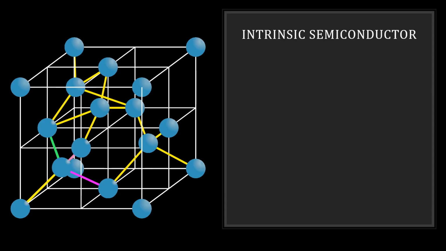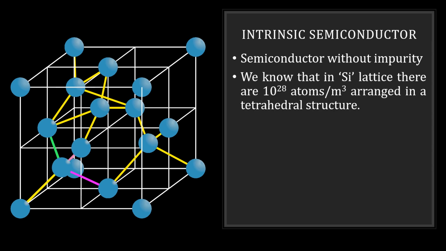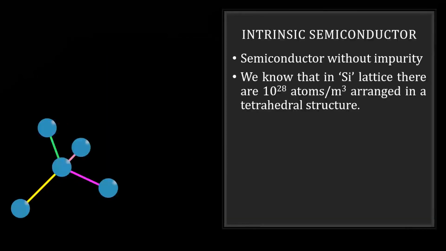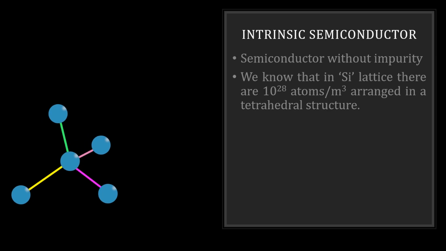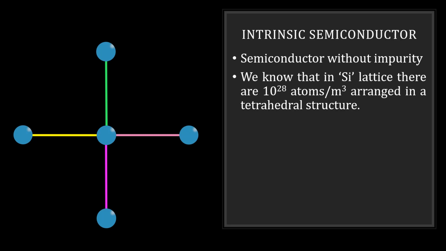Now we shall first define an intrinsic semiconductor. A semiconductor without any impurity is called an intrinsic semiconductor. Now we shall stick to silicon in all our upcoming slides. We know that in a silicon lattice there are 10 power 28 atoms per meter cube arranged in a tetrahedral structure. You can see this. This is a tetrahedral structure. They are arranged like this, and to understand this it becomes very tough. So what I have done, I have drawn this diagram to understand the behavior of silicon.